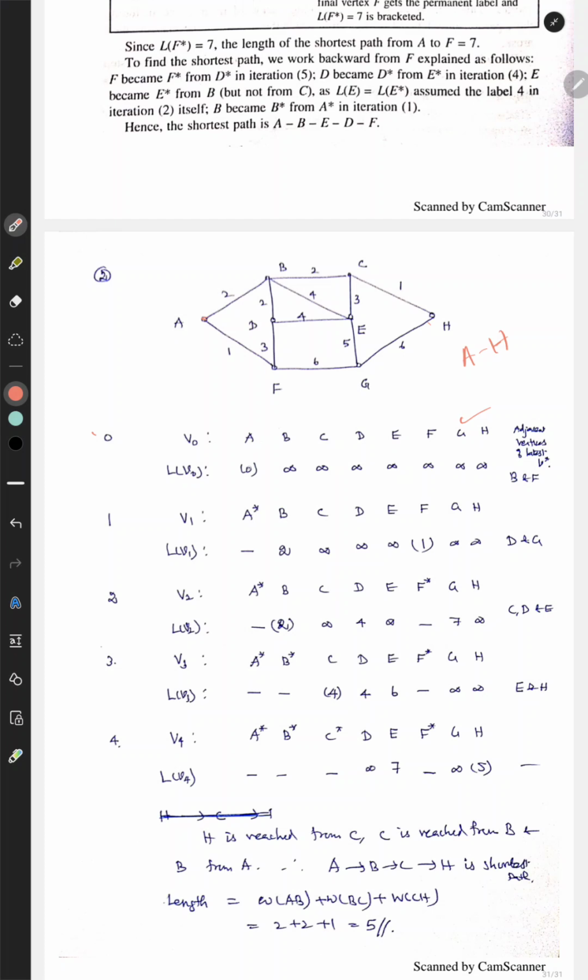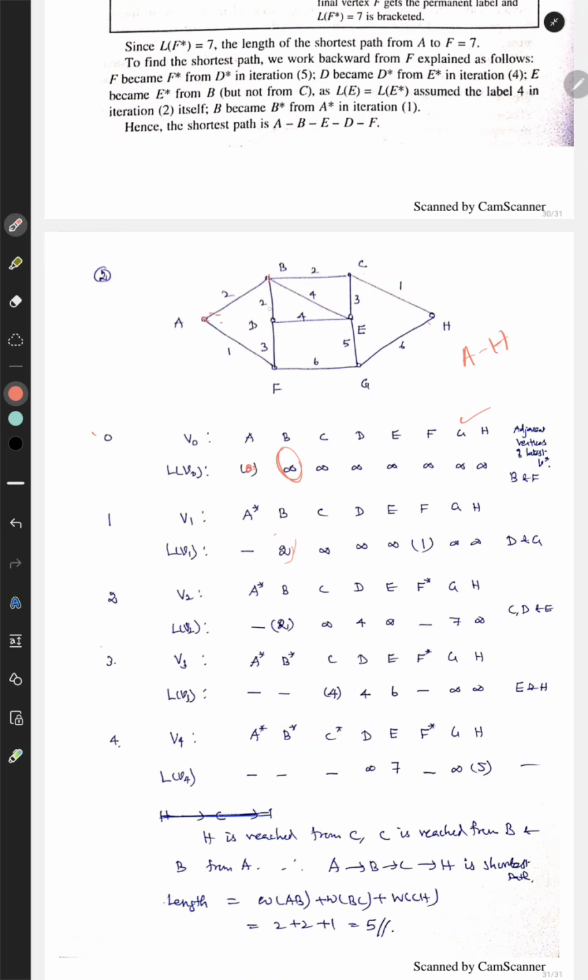So A, you will make the permanent vertex in the 0th stage, right? So the label will be 0, and all the remaining will be infinity. So A will be the start in the first iteration. Now from A, the permanent label 0 plus the weight of the edge to each of these vertices will be the possible new labels. So AB is 2, so 2 plus the label of A, which is 0. So that will be the label for B now, because it is less than the previous label of B.